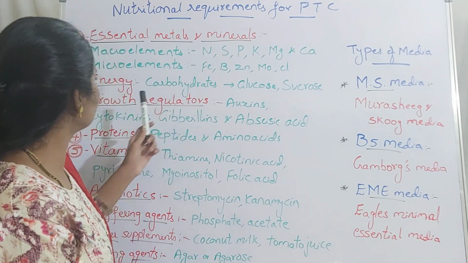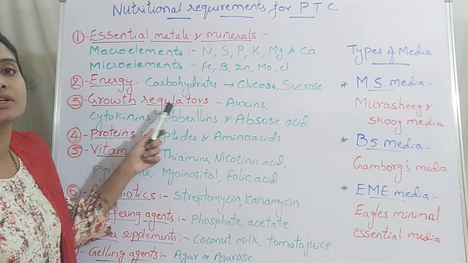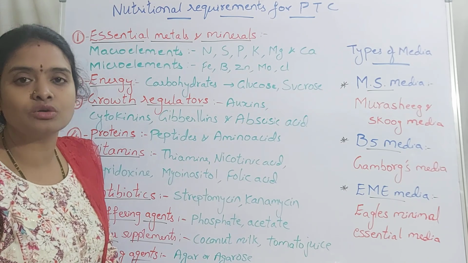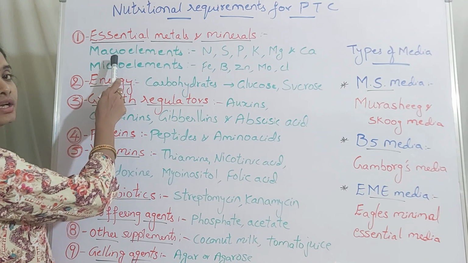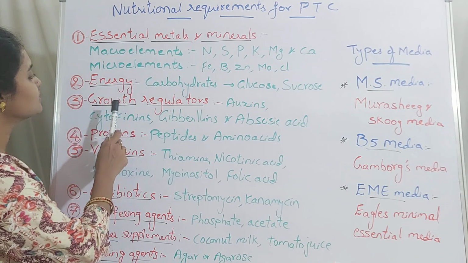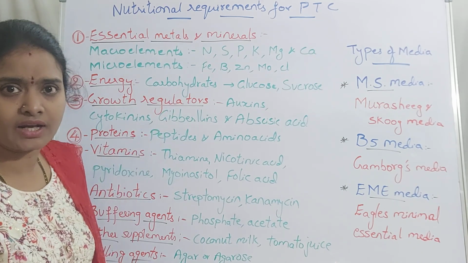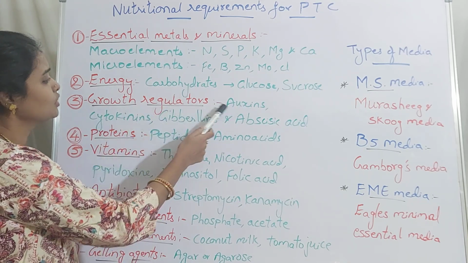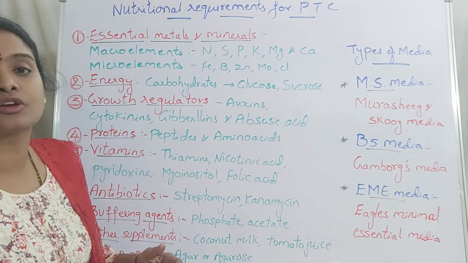Apart from this energy source, we are going to add the growth regulators. These growth regulators are also referred to as growth hormones. In plant tissue culture media, apart from your basic nutrients, that is macro and micro elements, these growth regulators act as media additives. You are providing certain hormones in order to initiate the required growth.